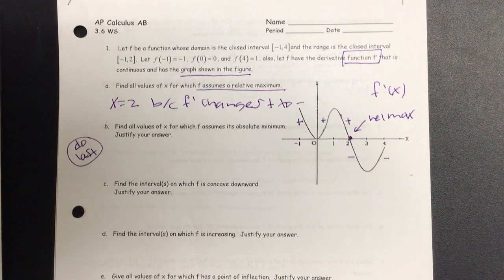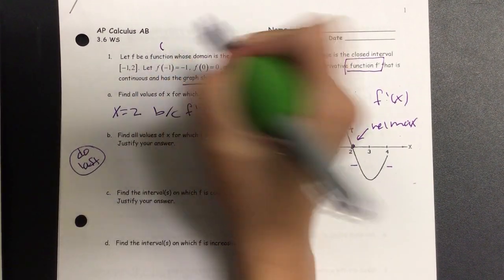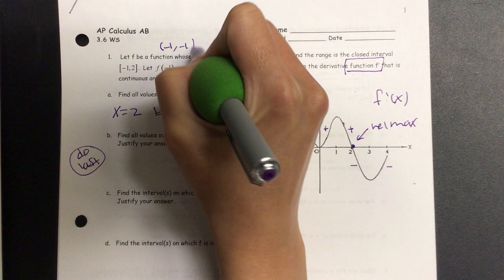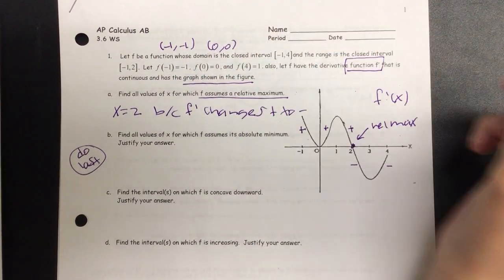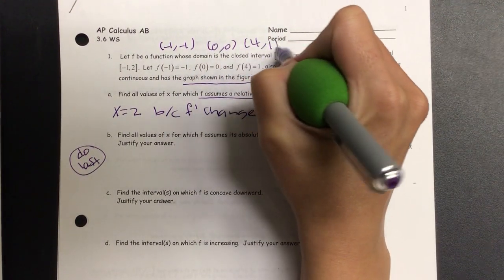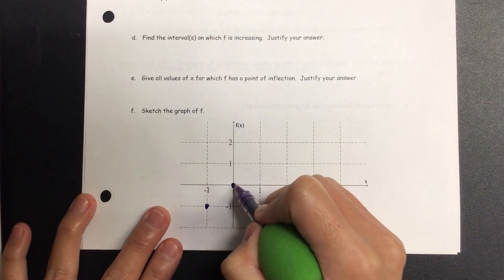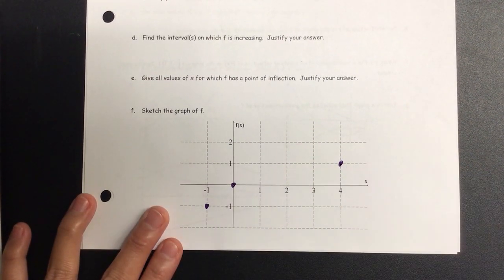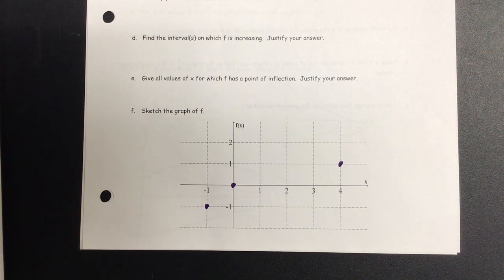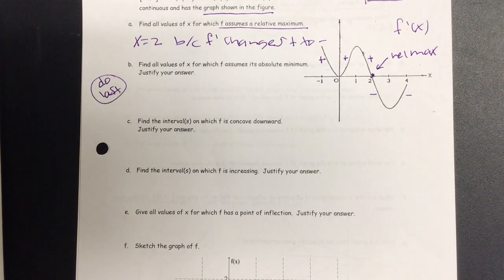So let's plot what I know so far. It is given 3 points: -1, -1; 0, 0; and 4, 1. Let's plot them: -1, -1; 0, 0; 4, 1. And something's going to happen in between continuously. So let's move on to part C.